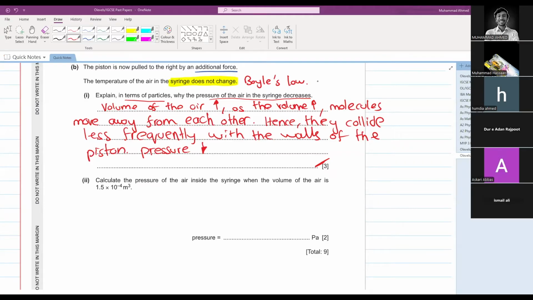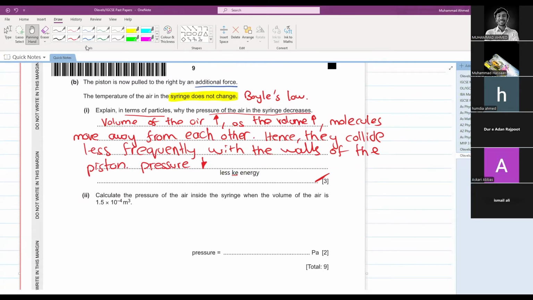Less particles per unit area. Yes, you can say that as well. दूसरी ये देखो, a very major error भाई, very major error. One student has told me, sir, less kinetic energy. Can anyone tell me why this would be a wrong thing to say here? Because the temperature is remaining constant. This will be completely, utterly wrong.